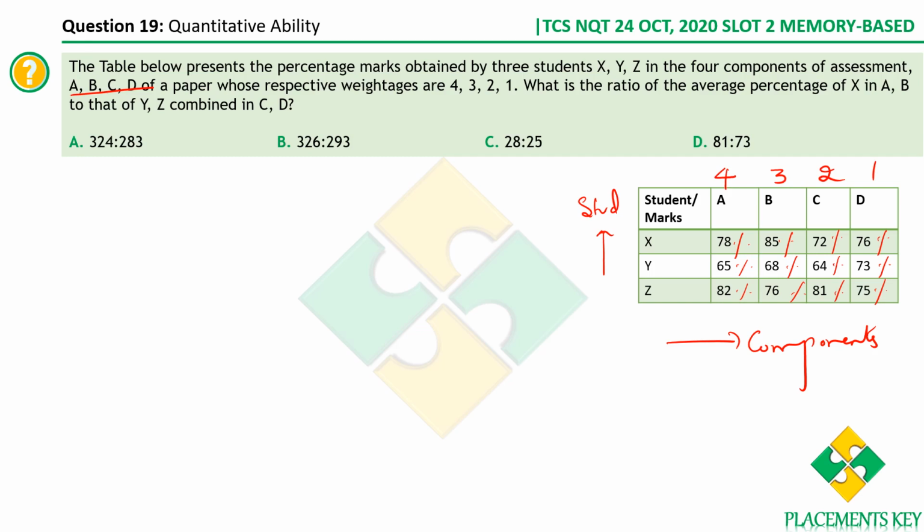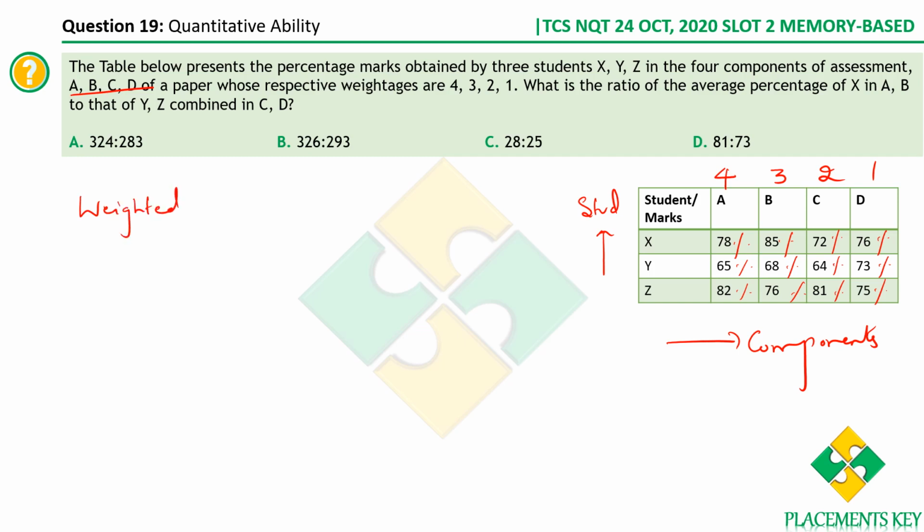This component has reasonably decent weightage, but definitely less than that of component A. Therefore the student, if he is logical enough, has to concentrate more on this component than this component. That's how it is. I hope you got it. What do we mean by weightage and all of that? Now, what is the ratio of the average percentage of X in A and B? Average percentage, that is weighted average.